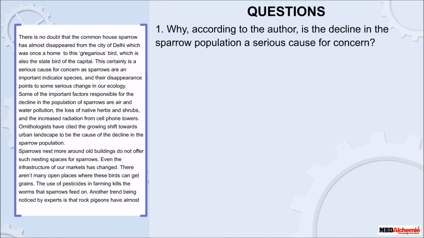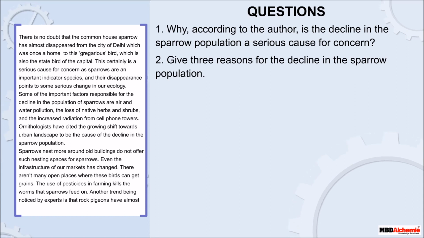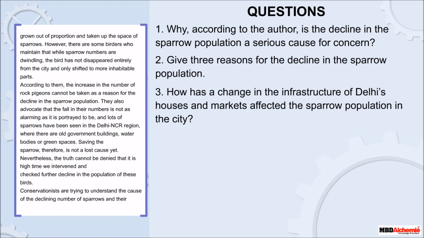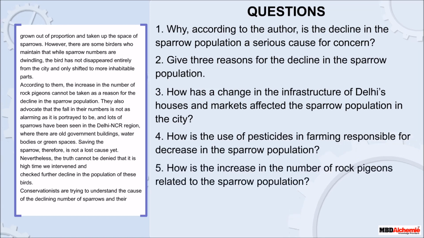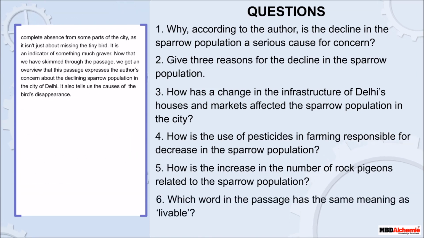Question 1. Why, according to the author, is the decline in the sparrow population a serious cause for concern? Question 2. Give 3 reasons for the decline in the sparrow population. Question 3. How has a change in the infrastructure of Delhi's houses and markets affected the sparrow population in the city? Question 4. How is the use of pesticides in farming responsible for decrease in the sparrow population? Question 5. How is the increase in the number of rock pigeons related to the sparrow population? Question 6. Which word in the passage has the same meaning as livable?